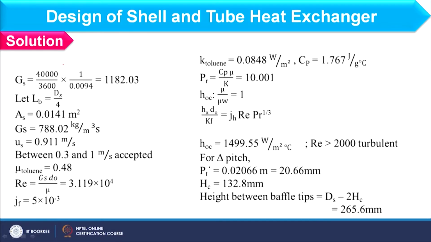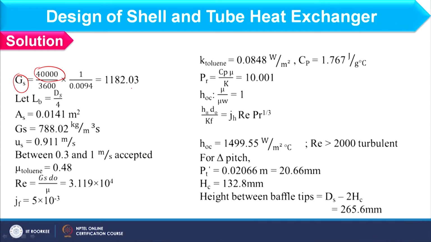When we calculate GS, we have considered 40,000 kg per hour as the mass flow rate, which is of toluene. Because when I compare toluene and water, you can understand that water is more corrosive and has more fouling tendency, so it should be allocated to tube side. So, toluene should be considered in shell side. Considering that, we can find out GS value, which comes out as 1182.03.